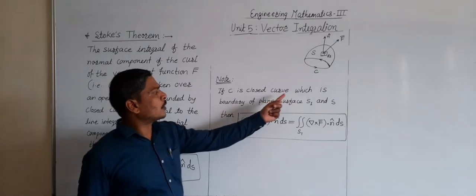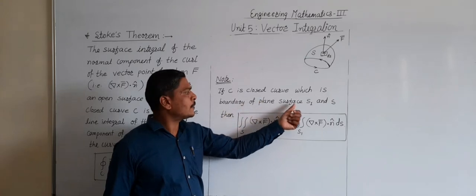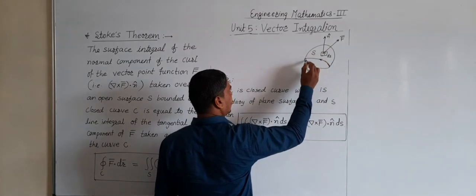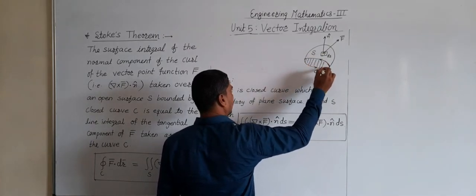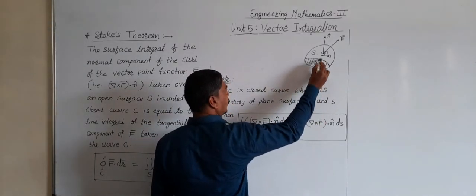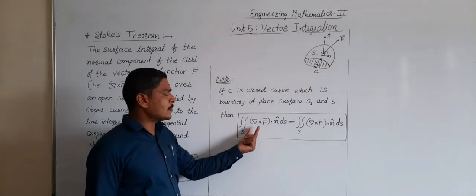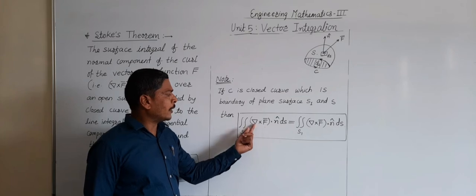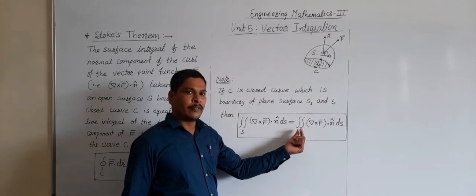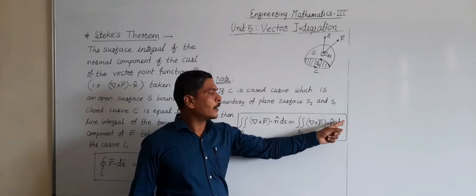So if C is a closed curve which is the boundary of surfaces S and S1. Okay. So this is our surface S and suppose this is our surface S1. And C is the common boundary for surface S as well as surface S1. So in that case, the surface integral of del cross f bar dot n cap ds is equal to the surface integral over surface S1 of del cross f bar dot n cap ds.